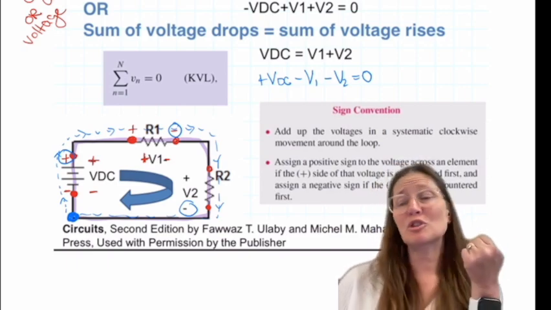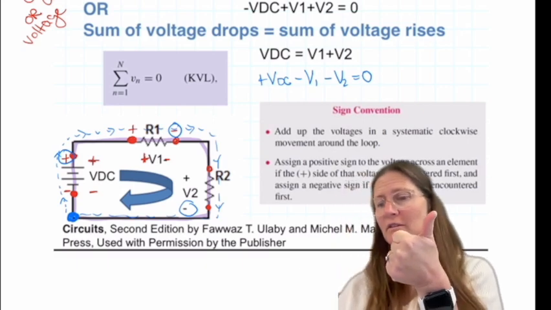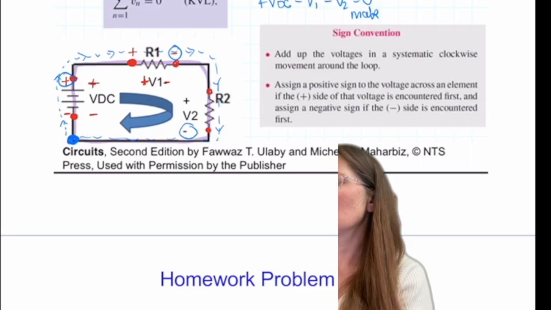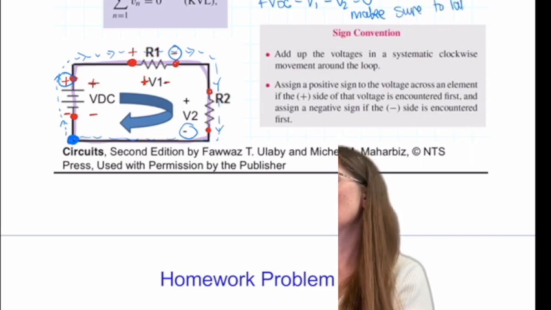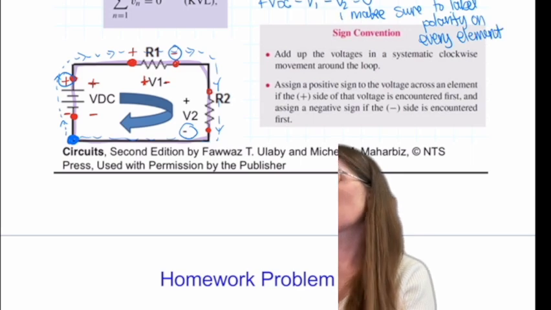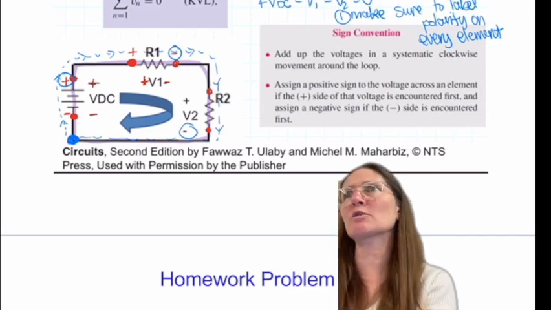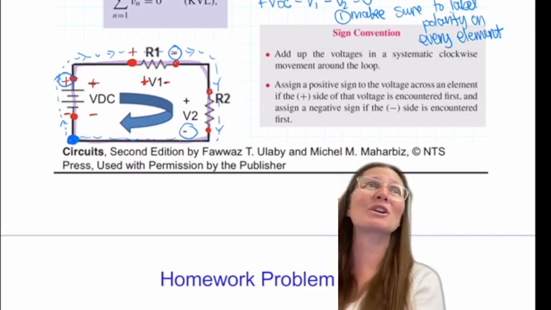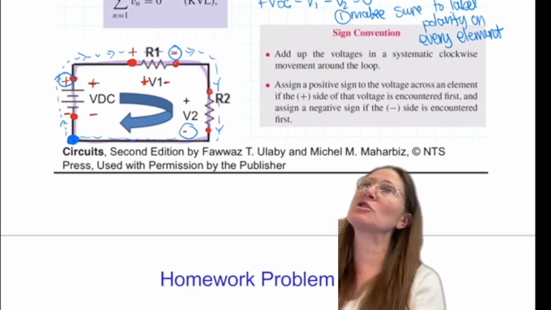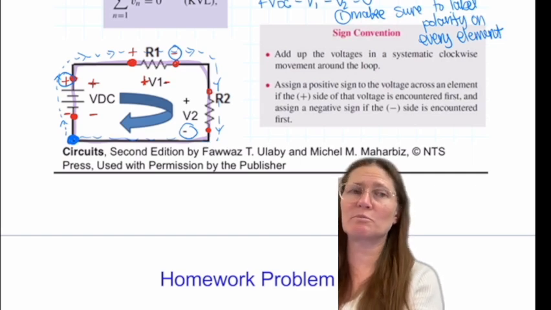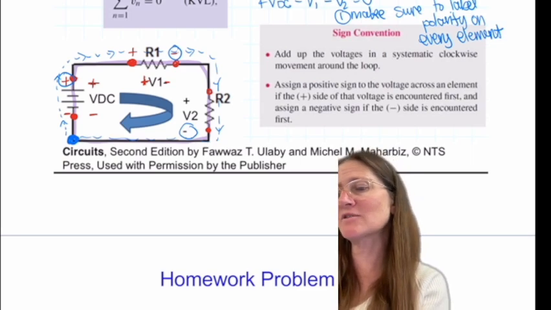So again, the steps were to pick your starting point. Well, first off, I guess you need to make sure that you have labeled the polarity on every element. So this is the first step, is to make sure you've labeled the polarity on every element. You pick a starting point, and then you physically move your marker, pencil, Apple Pencil, whatever it is, around the loop. And as you go through an element, you circle the polarity of the second one always. Okay? Then you write down that as your polarity. So this would be plus VDC, minus V1, and then a minus V2.